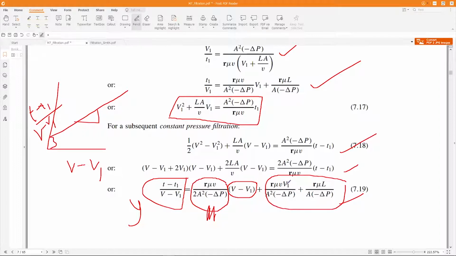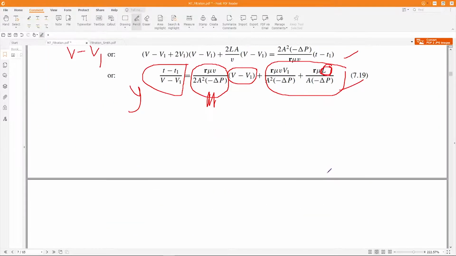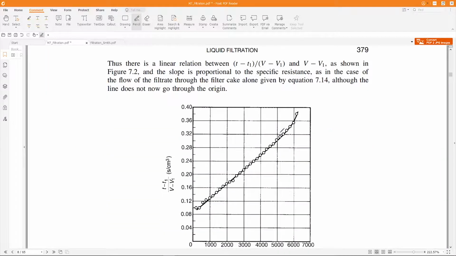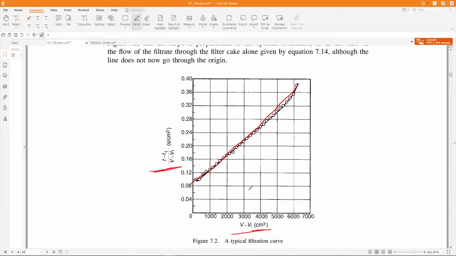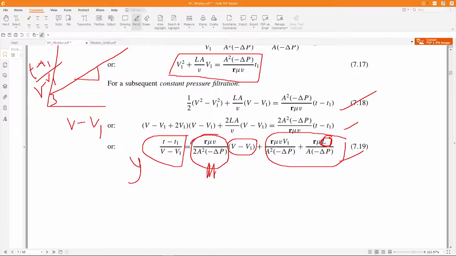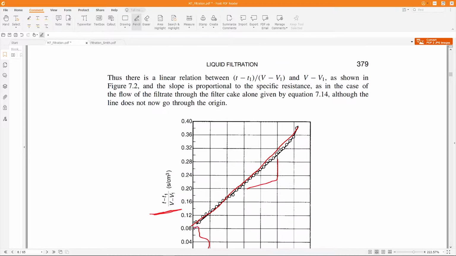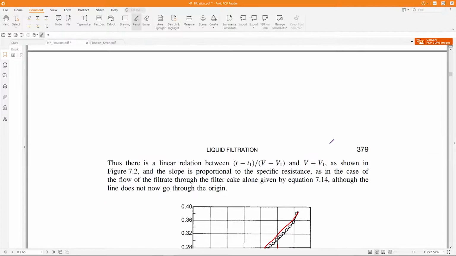So you can predict the resistance of the cake and the filter cloth. Here L is the thickness of the cloth. So this is all the same thing. It is trying to fit the experimental values to a straight line by plotting this versus this. So you'll get the intercept here and the slope. From the slope you can calculate this value. For the intercept you can get the sum of these values.